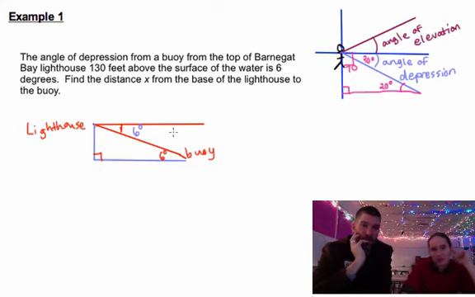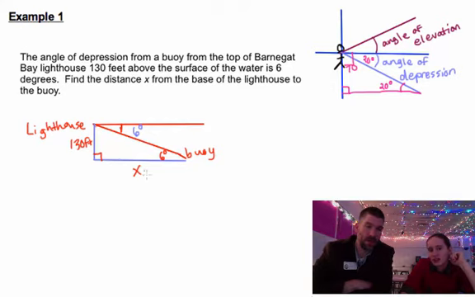By what we said earlier in our instruction, the distance x from the base of the lighthouse to the buoy, and the lighthouse is 130 feet. So what trig function relates an angle and an opposite and adjacent? That would be tangent. I agree. Tangent of 6 degrees equals the opposite side, which is 130, over the adjacent side, which is x.